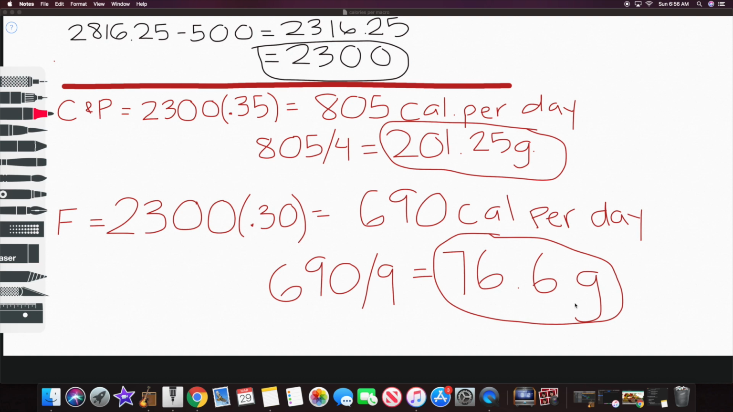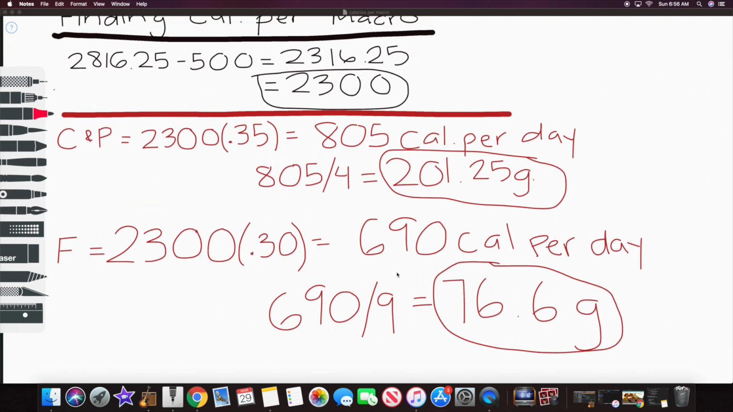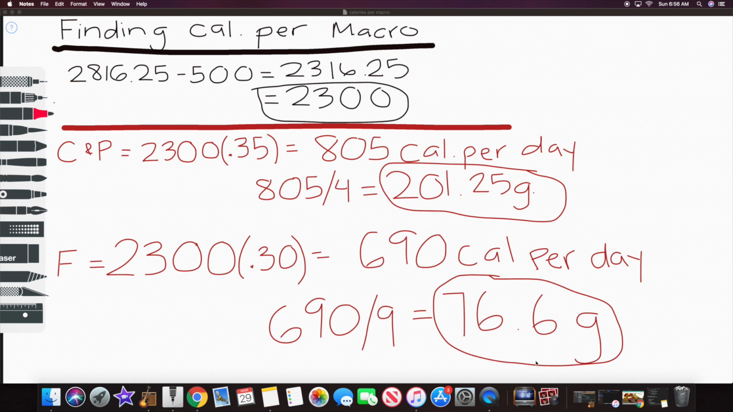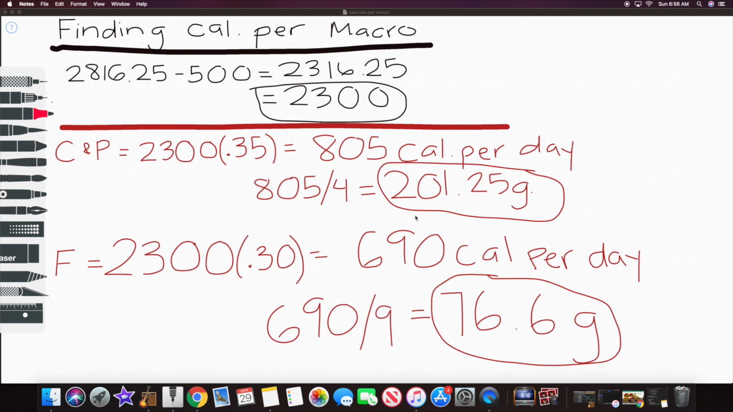And this is where the tracking comes into play. Reading the nutrition label is going to be very, very important because that's how we get an idea of how much carbs, proteins, fats, and other nutritional values are in what we eat. That's why people track.